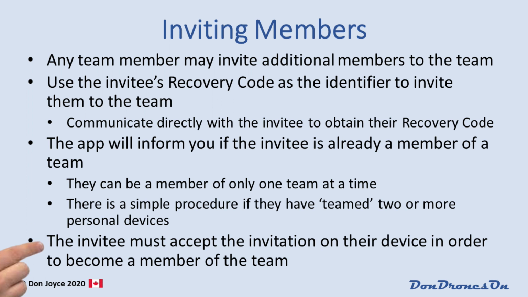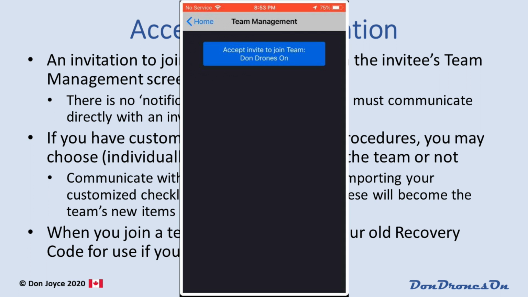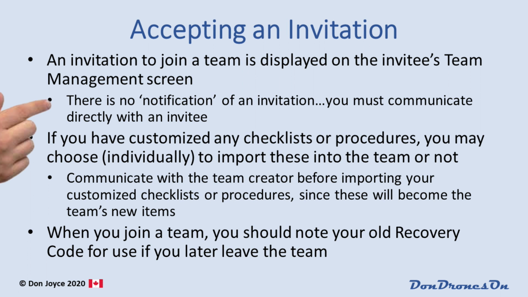Now, the invitee must actually accept the invitation on their device in order to become a member of the team. So they're not a member of the team until they've accepted that invitation. And that's the next slide. An invitation to join a team is displayed on the invitee's team management screen, as you can see here. And there's no notification, by the way, of that invitation other than the message. So you, as the person inviting, must communicate directly with the invitee to let them know, okay, I've sent the invitation.